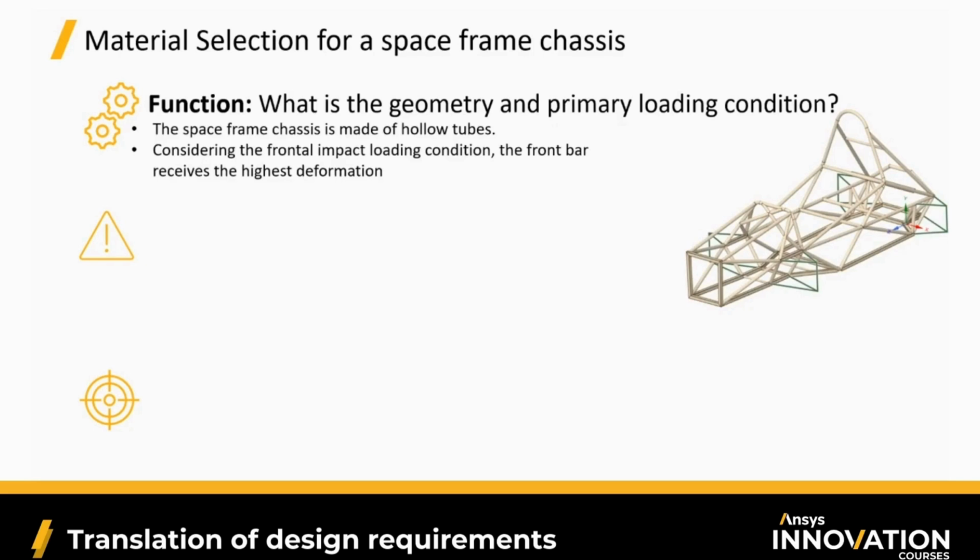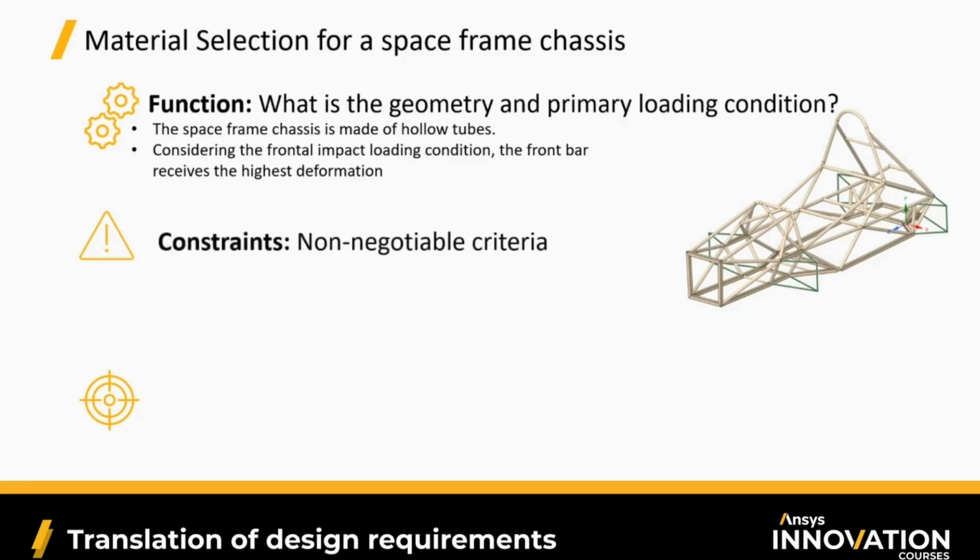And for this, we're going to consider the frontal impact load condition. And we've taken this from another innovation course, the space frame chassis analysis using ANSYS Mechanical. In that condition, the front beams receive the highest deformation. And for the purpose of material selection, this is best represented as a beam loaded in bending with fixed supports.